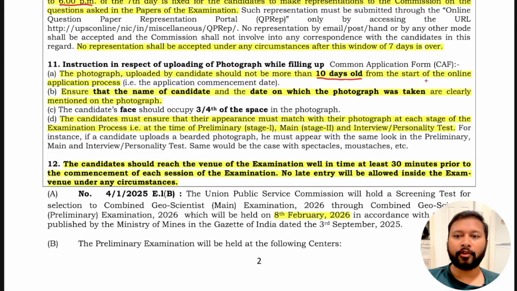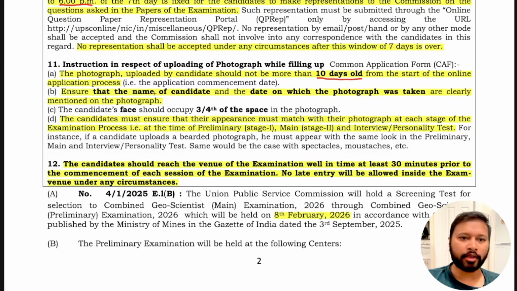Okay, from the start of the online application. So if your online application is starting from the 3rd of September, then 10 days from that, your photo should not be older than approximately 24 or 25 of August. That should be the cutoff, and only after that should your photo be taken.